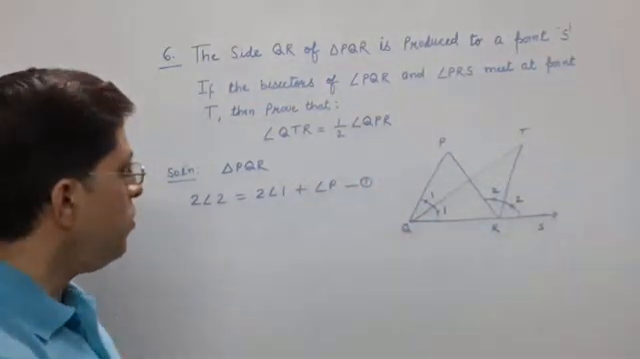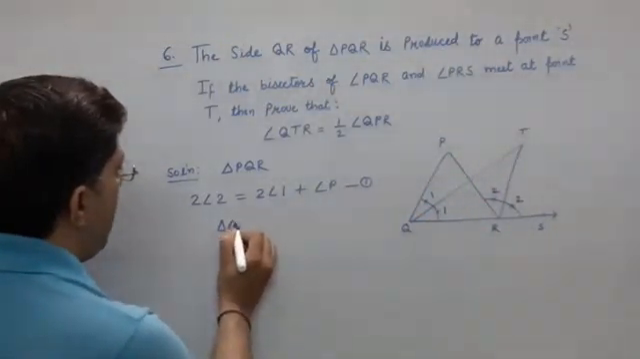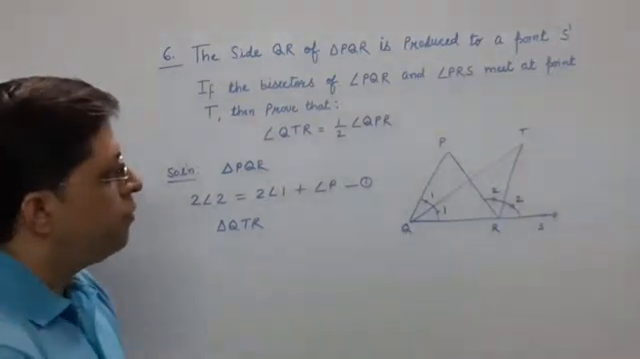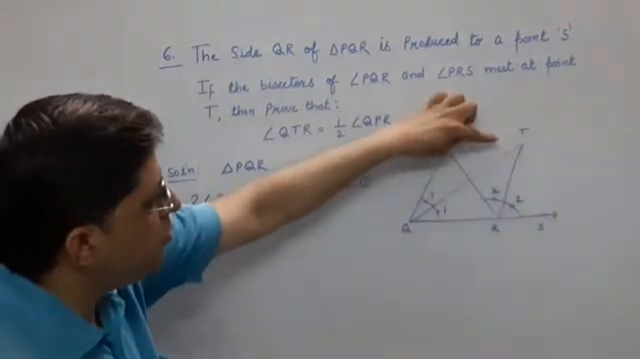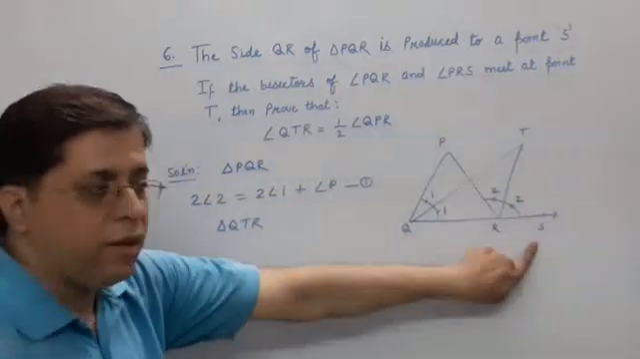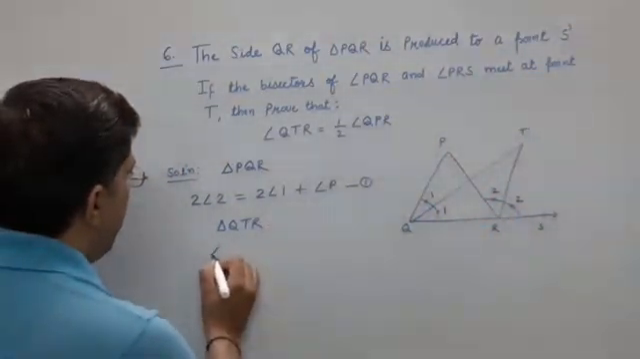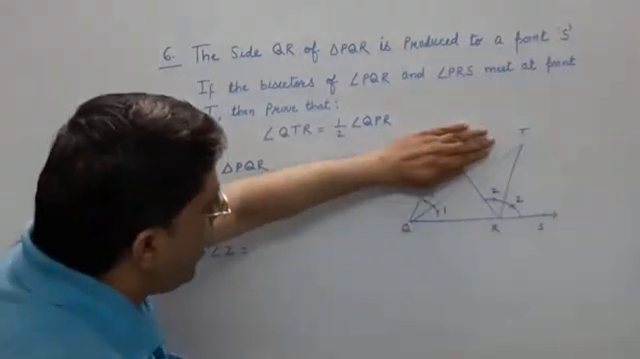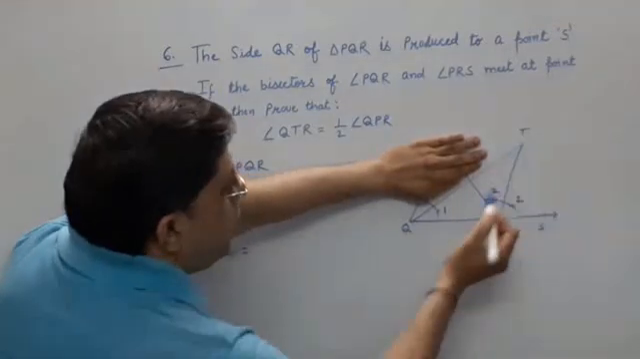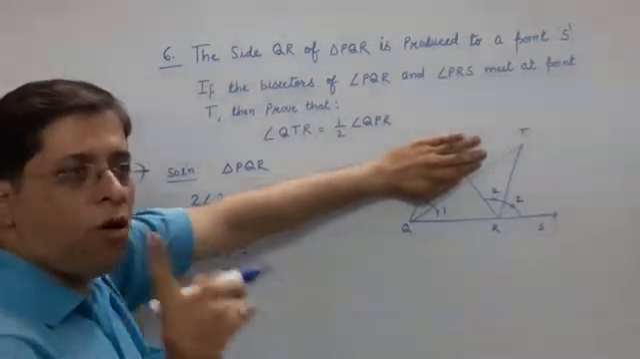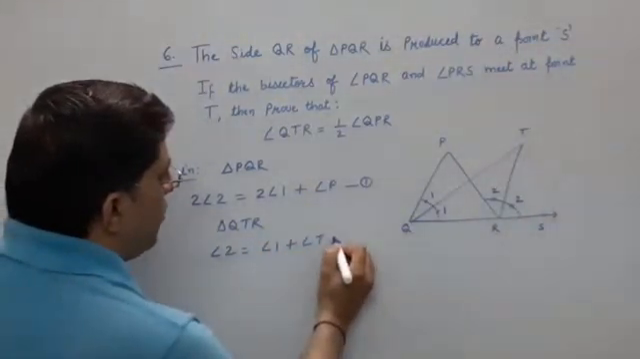Now I am taking triangle QTR. Concentrate on triangle QTR. This TRS is the exterior angle, and TRS is angle 2 only. Now, this is angle 2. Angle 1 and angle T are both its interior opposite angles. So I can write here angle 2 equals angle 1 plus angle T.